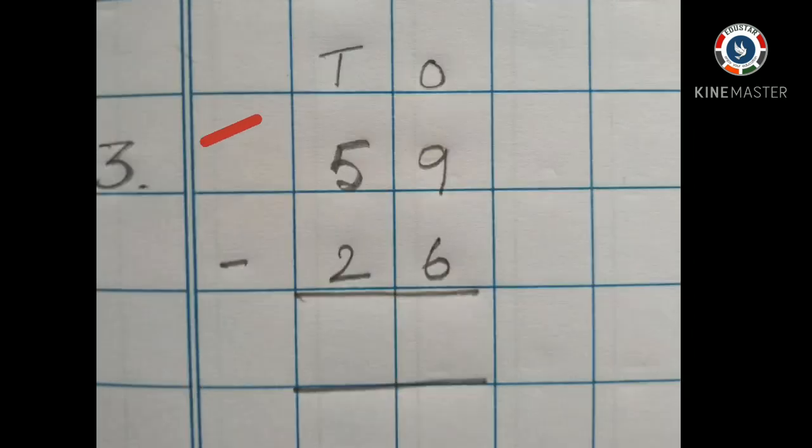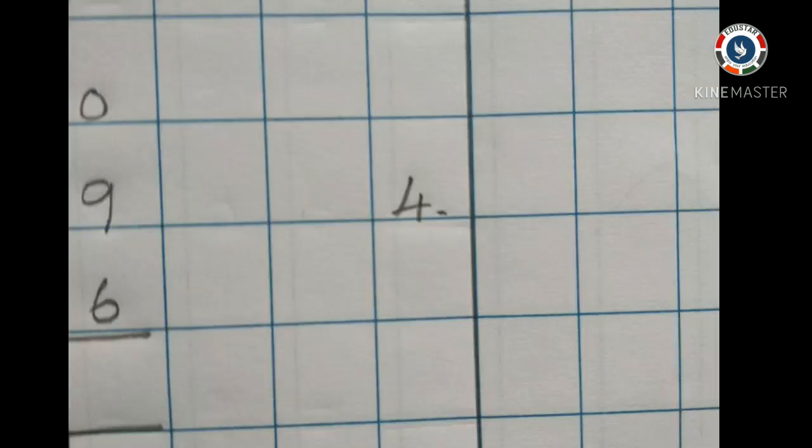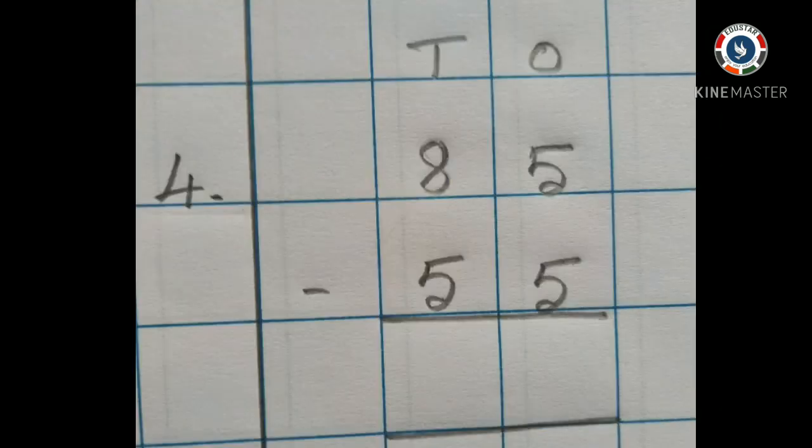Mention the place value also. Then straight to the third question, write number 4 in the margin. Write the sum 85 minus 55. Don't forget to mention the place value.